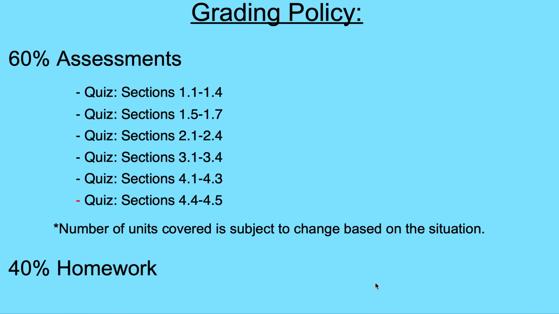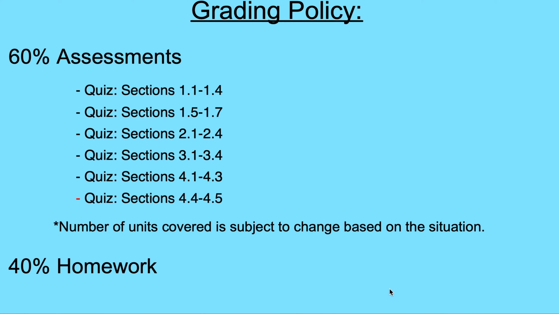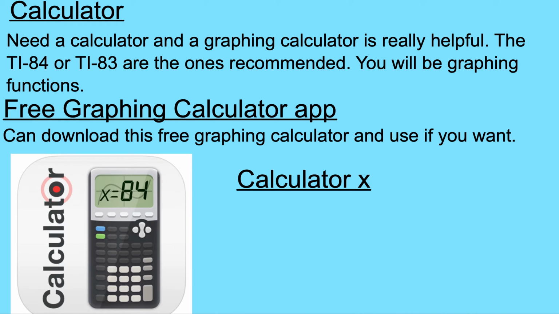Chapter 2 is just 2-1 through 2-4, and then review, quiz. Chapter 3, 3-1 to 3-4, review, quiz. And then chapter 4, 4-1, 4-2, 4-3, review, quiz. And then for sections 4-4 and 4-5, you'll do those 2 lessons and then do a review and take a quiz. That's the plan so far, but again, it's subject to change based upon the situation.